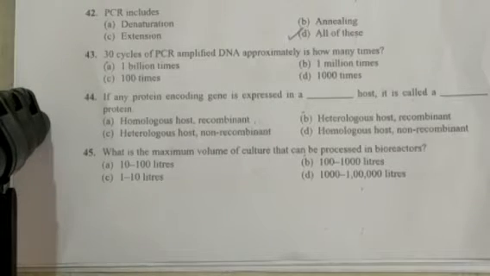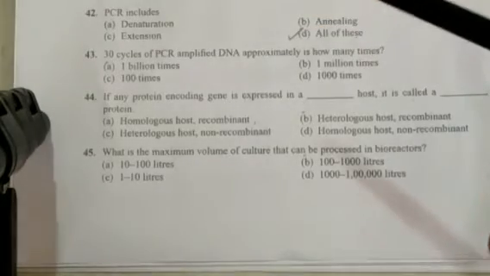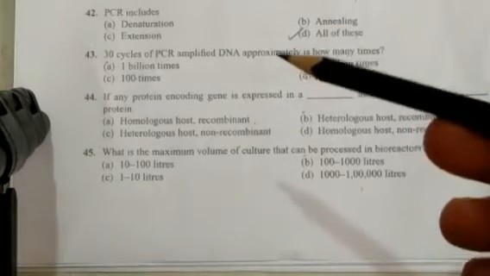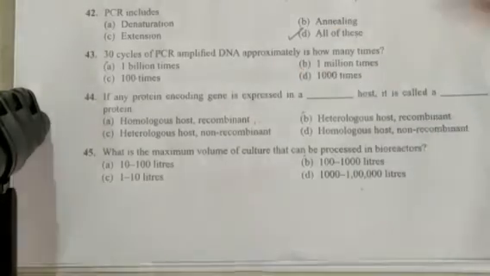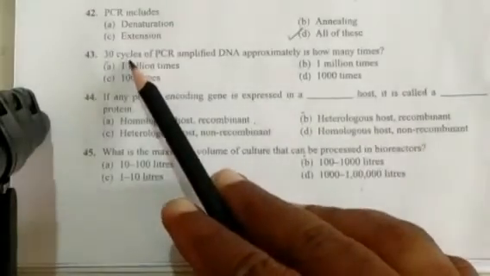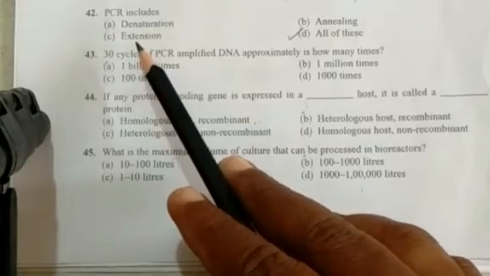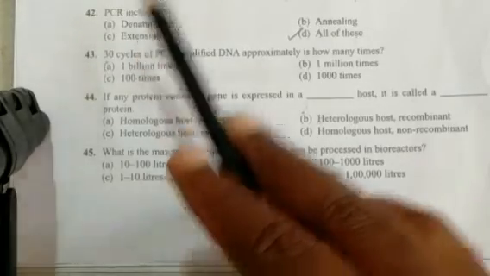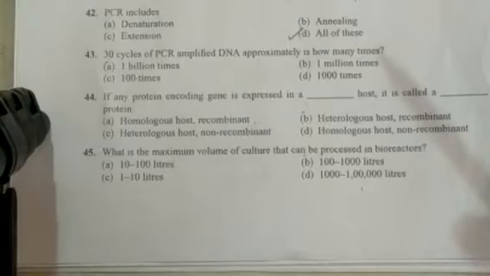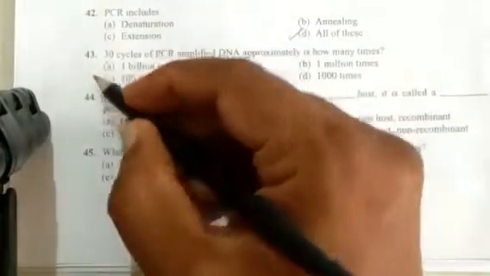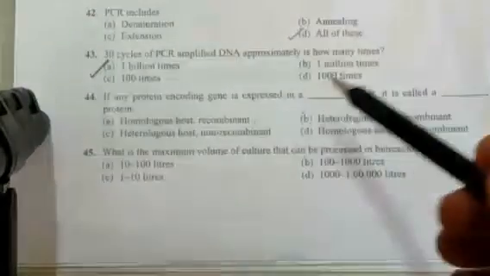Next, 30 cycles of PCR amplified DNA approximately is how many times? We have told you 30 cycles we usually keep, and it will be 1 billion times. The same DNA can be made into 1 billion copies. In the first cycle, one DNA will become 2. In the second cycle, this will become 4. In the third cycle, they will become 8. Doubling of the copies will take place. That's what is known as amplifying. So thereby 1 billion copies in 30 cycles.